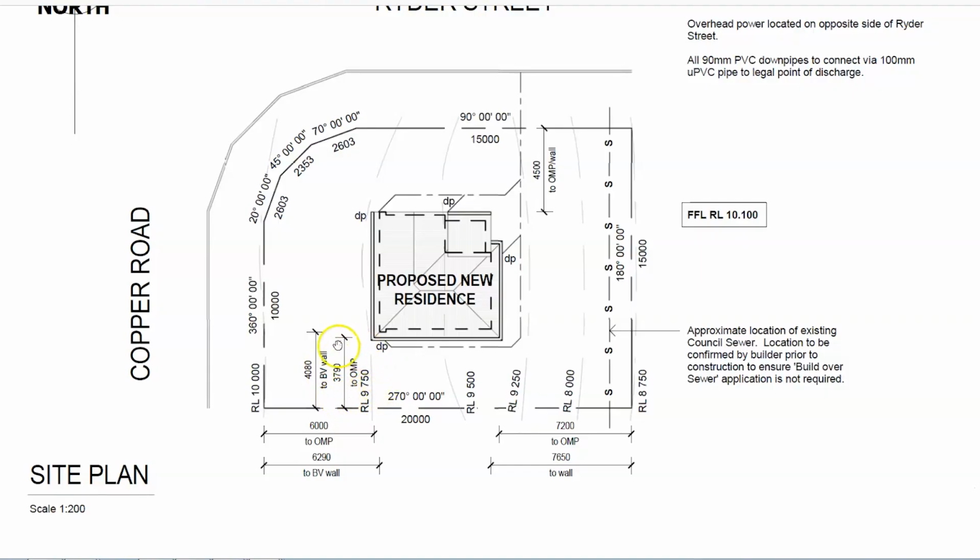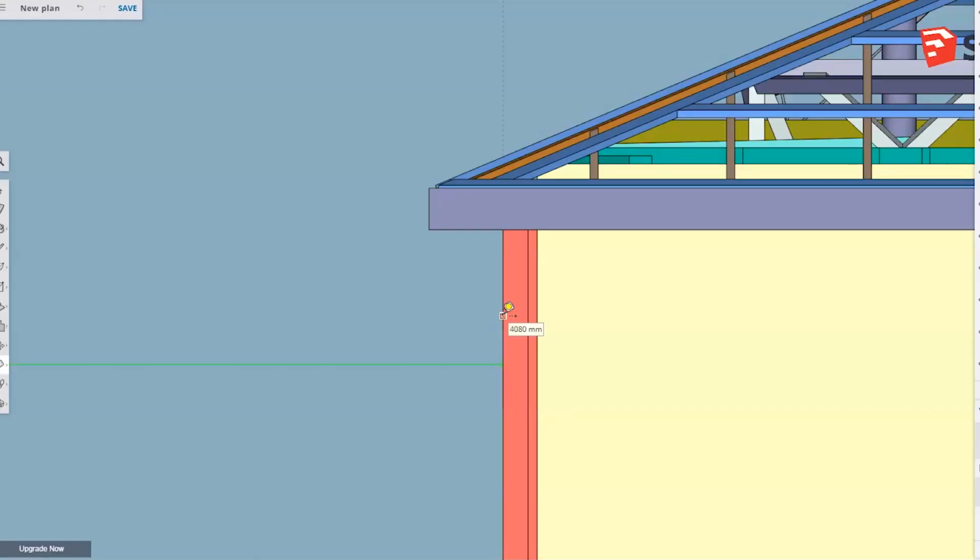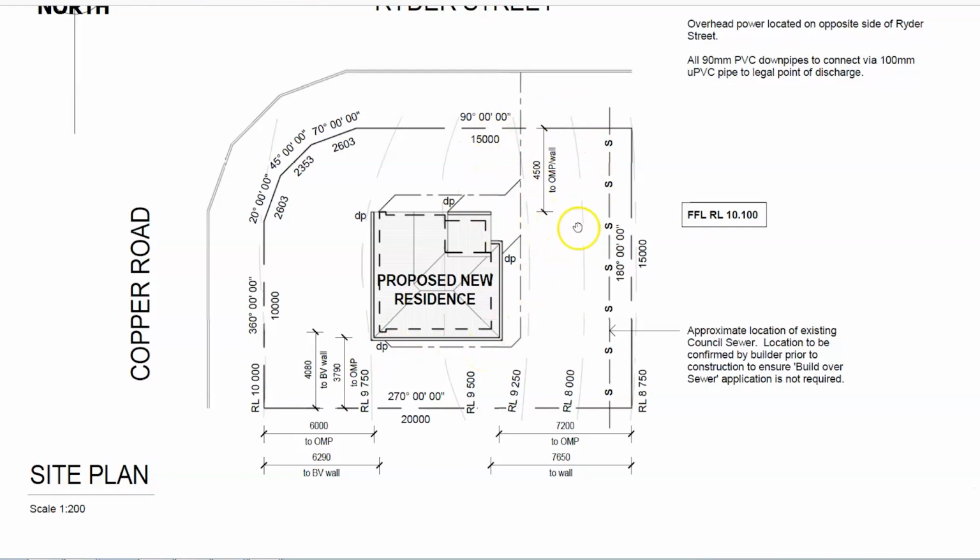But we've got this measurement of 3792 OMP. That stands for outermost projection. Outermost projection means the furthest structural part of the house, which we're calling the fascia. We ignore the guttering, it's not considered a structural part of the house. So OMP, outermost projection, means the outside of the fascia. That measurement is important because a good deal of the time that measurement is based off your minimum boundary clearances that are set by the local council.